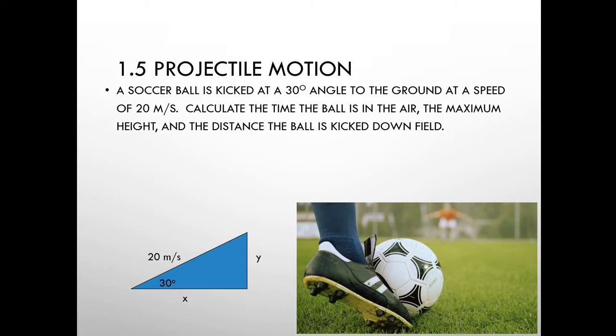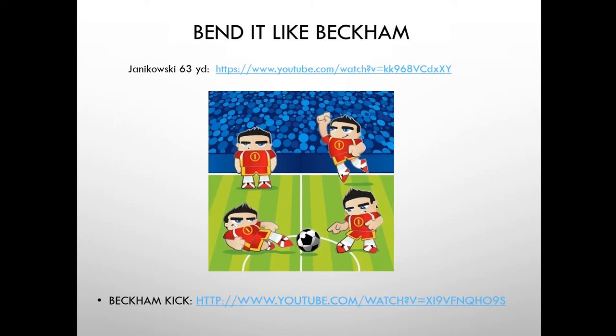So when we draw this example, 20 meters per second at 30 degrees, it's really important to recognize that this triangle drawn only represents the moment the ball is kicked. It does not represent the overall path of the ball, only that initial moment. We're going to watch two videos here quickly.